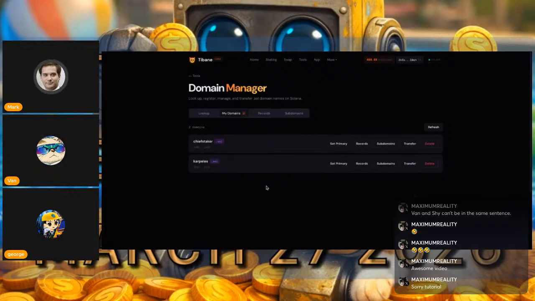So what I'm planning to do is connect the domain manager to the staking pool system, so that if you control the staking pool, you'll still be able to set primary, change the records, and so on. So you'll be able to configure the domain, even if you don't have it directly. Right, that makes sense. You deployed the staking pool and you control the domain for your staking pool. That's really cool.